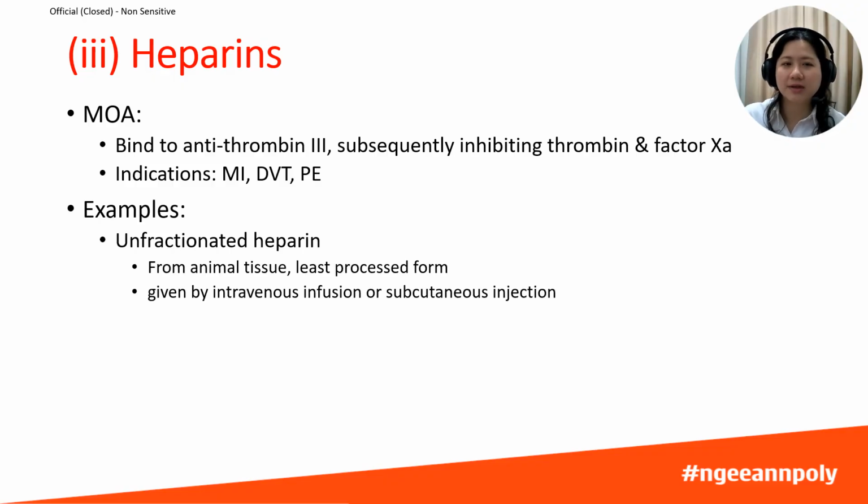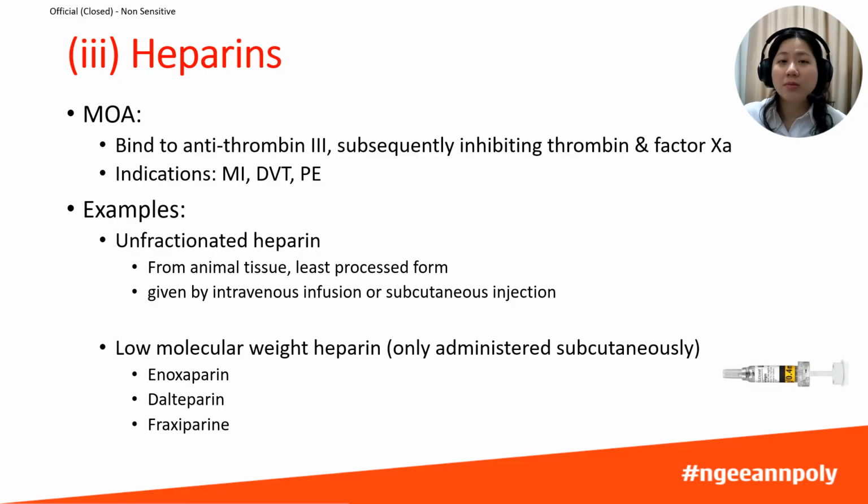Unfractionated heparin is obtained from animal tissue and contains heparins of different chain lengths which have different biological effects. Hence, its effect is broad and unpredictable. It can be given through intravenous infusion or subcutaneous injection. Low molecular weight heparins are prepared by cleaving the unfractionated heparins into fragments of lower molecular weights. Its effects are more predictable, therefore low molecular weight heparins are much more commonly used. Examples are enoxaparin, dalteparin, and fondaparinux.